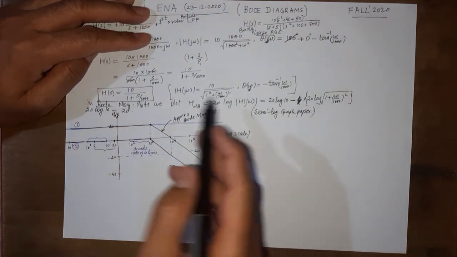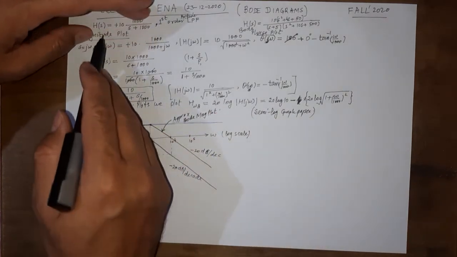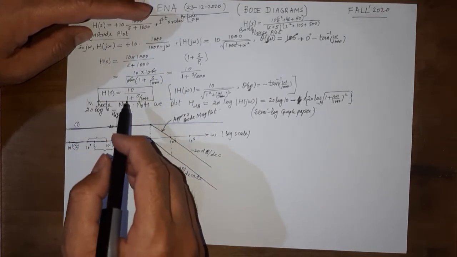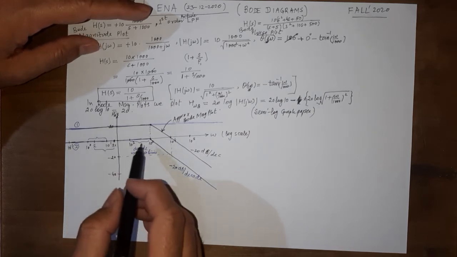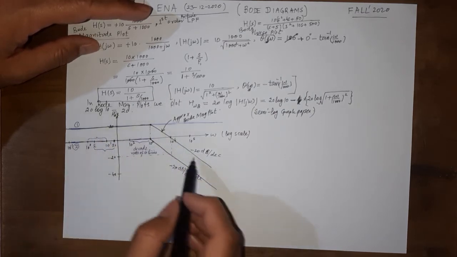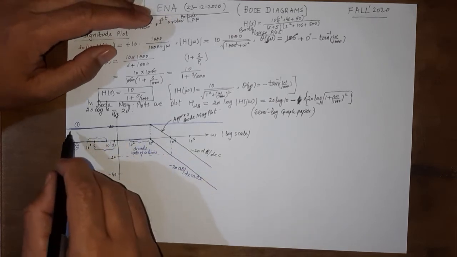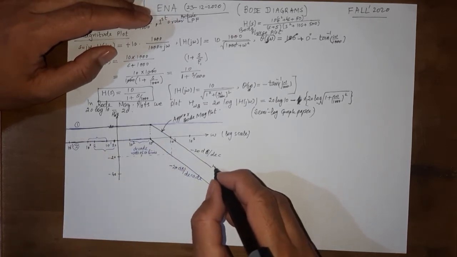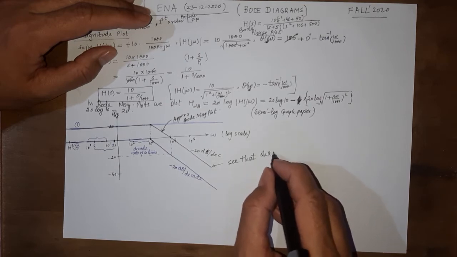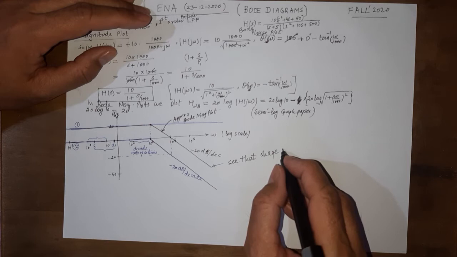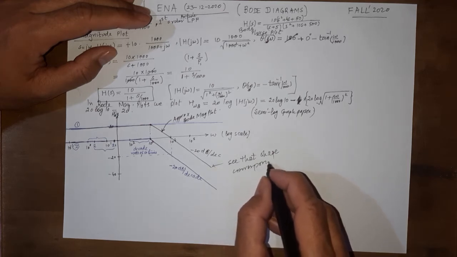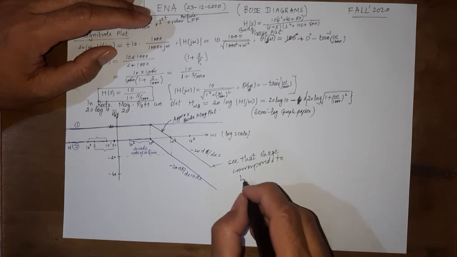We don't have to do all these steps when asked in an exam. Given an H of s, bring it into a form that is suitable for making Bode magnitude plots, and then plot each individual term, then sum them together. And can you see now that the shape of this corresponds to a low pass filter?